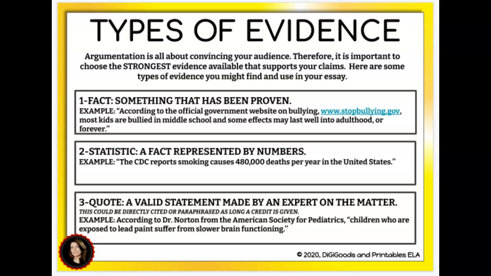There are three main types of evidence that you're going to be looking for. One is a fact. That's just something that has been proven. Here's an example. "According to the official government website on bullying, most kids are bullied in middle school, and some effects may last well into adulthood or forever."